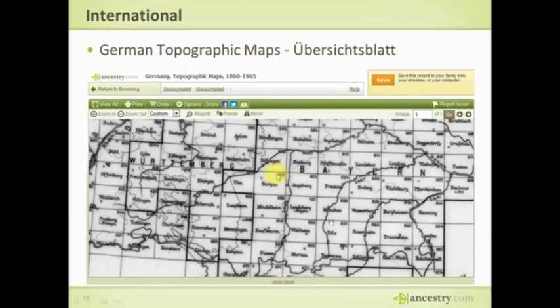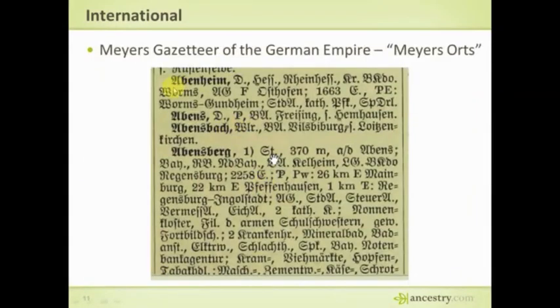This is the index, this is the sheet number here. So to find out where your ancestors' town was located or what it was near, another good helpful resource on Ancestry.com is Meyer's Gazetteer of the German Empire. A lot of people may have heard of this referred to as Meyer's Orts.